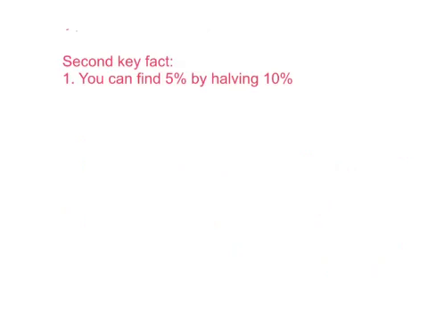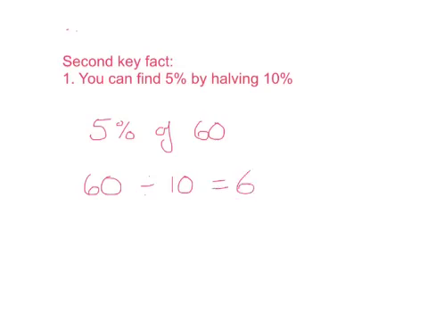A second key fact of percentages is that you can find 5% by halving 10%. So if I wanted to work out what 5% of 60 was, I would start with my 60 and I'd work out 10%. So 60 divided by 10 will give me 6. I would take my answer, and this time to find 5%, I would divide it by 2, I'd halve it. So 5% of 60 is going to give me an answer of 3.